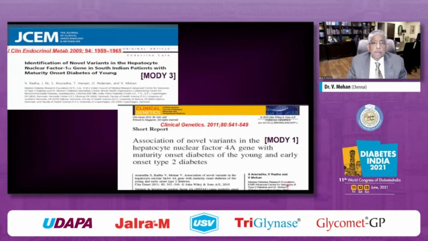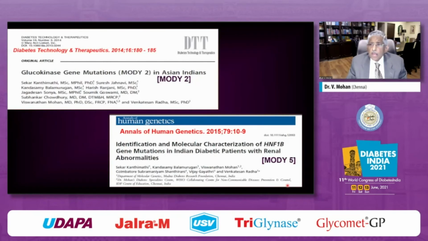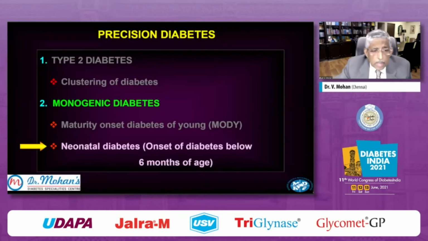Now, there are many, many papers we published on MODY3, on MODY1, on MODY2, on MODY5. We have described new forms of MODY, and I'm not going to go into all that. But the last one I want to talk about today before I close is neonatal diabetes. If you thought MODY was very interesting, wait till you hear about neonatal diabetes. This is much more dramatic because this occurs below 6 months of age. So imagine a newborn child, 1 month old, having diabetes.